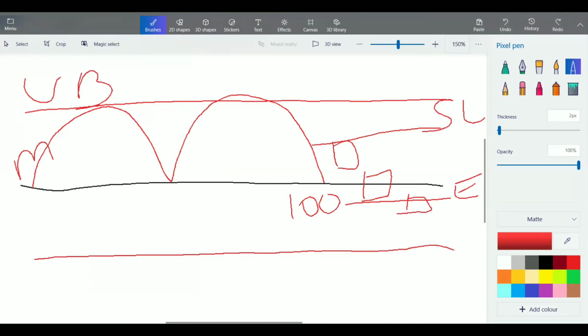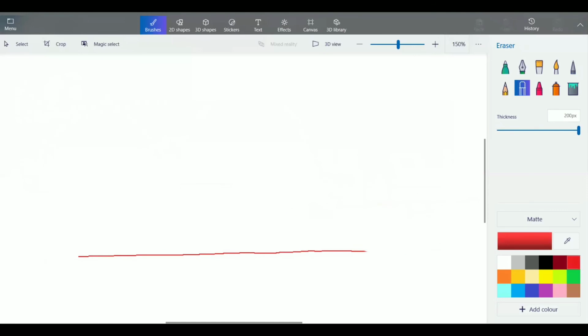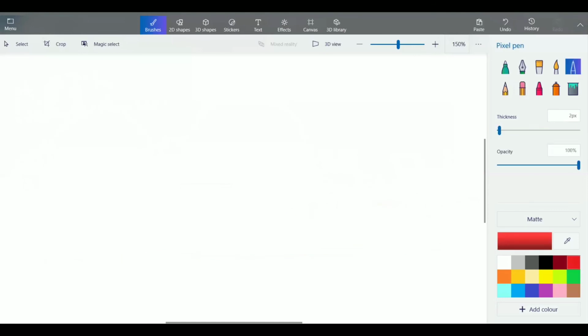Got my point? This was our first setup. If any doubts, please comment down below, I'll reply to that comment. Next, we'll see the second setup. I'll show you on the chart also.